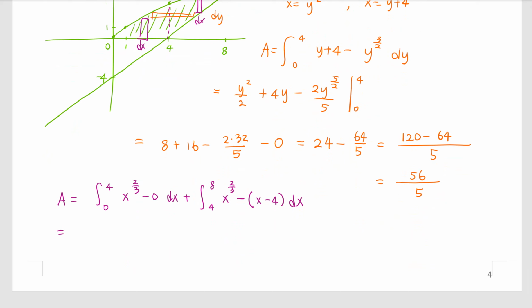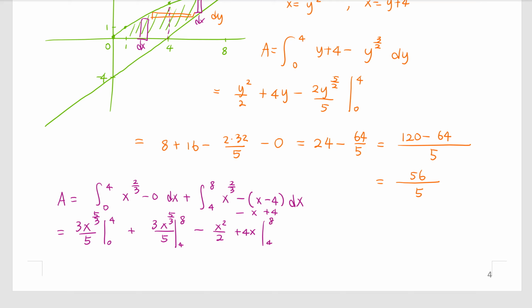So let's try it. Okay, we add 1 to the exponent. So x to the 5/3 over 5/3 on top, from 0 to 4. Here, x to the 5/3 over 5/3 from 4 to 8. Minus, okay, this is a minus (x plus 4). So minus x squared over 2, and we also have 4x. Okay, so everything evaluates from 4 to 8.